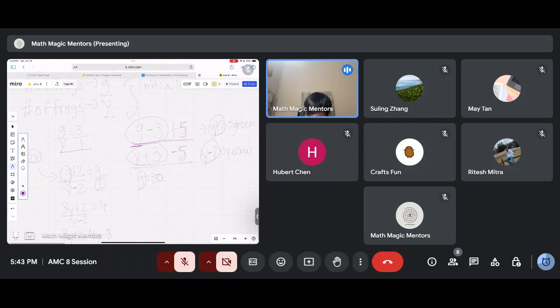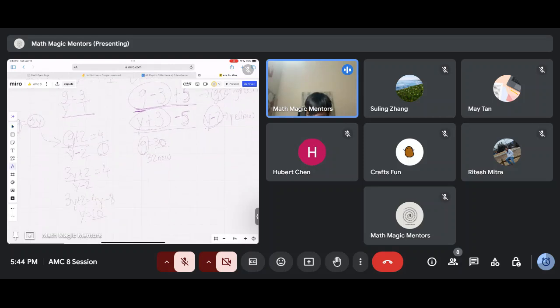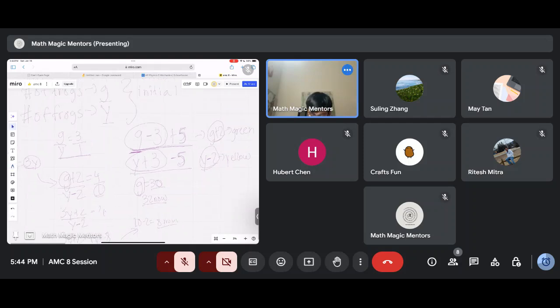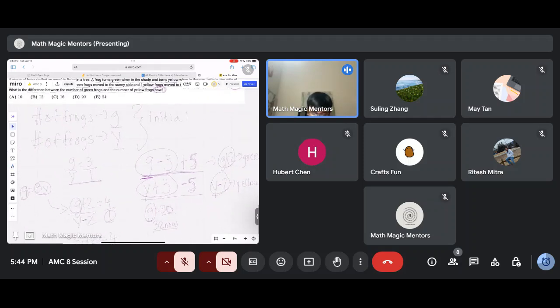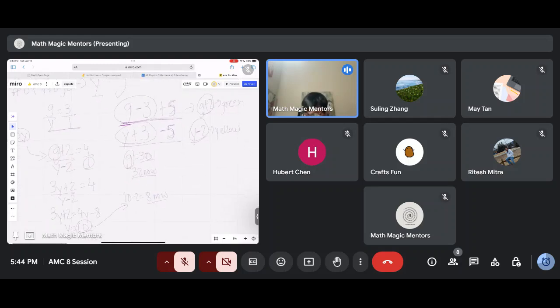So if you have g in the beginning, you have g plus 2, so 32 now, right? And if you have 10 in the beginning, you have 10 minus 2, which is 8 now, because you just substitute that there, right? So you have 32, and now you have 8. So when it asks you for the difference between g and y, or the number of green frogs and yellow frogs now, you just say, oh, you have 32 minus 8, which is 24.